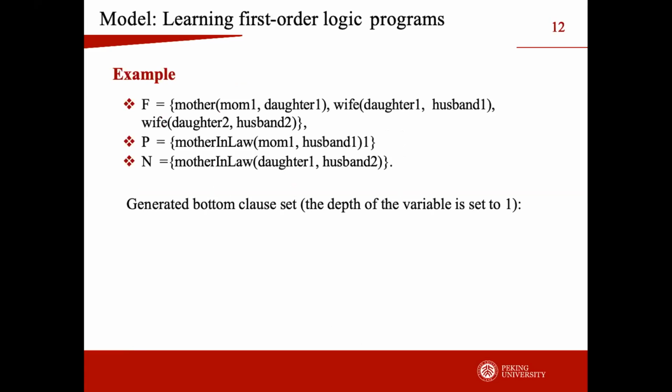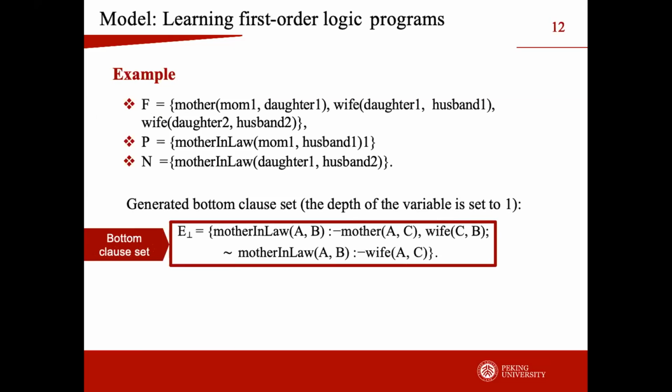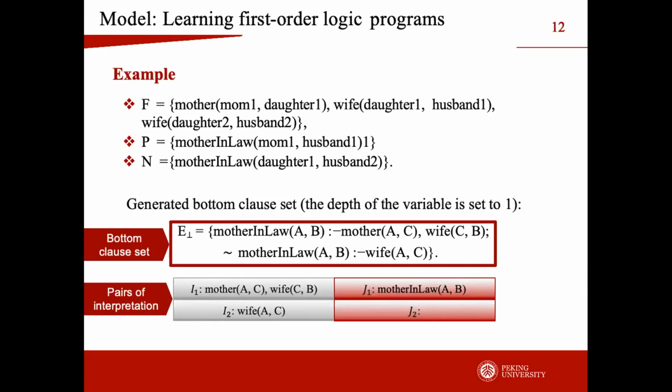There is an example to show how to use our model to learn first order logic program. If we have three sets, the facts are mother, wife, and wife relation, and the positive target and negative target. And we have mom one, doctor one, so many different objects. Based on the three sets, we apply the bottom propositionalization algorithm, and we will generate two bottom clauses. Based on this bottom clause set, we generate pairs of interpretation transitions.